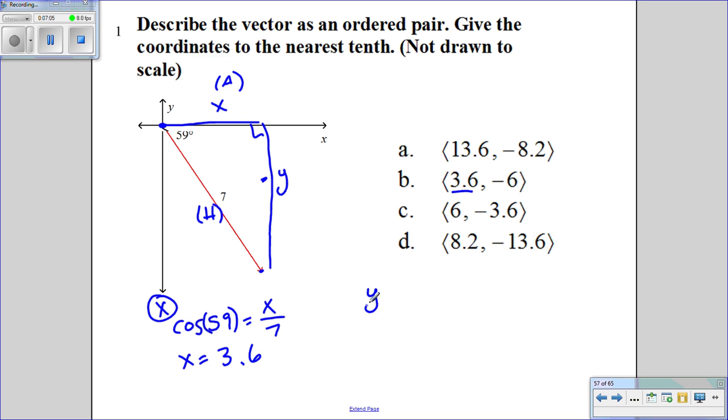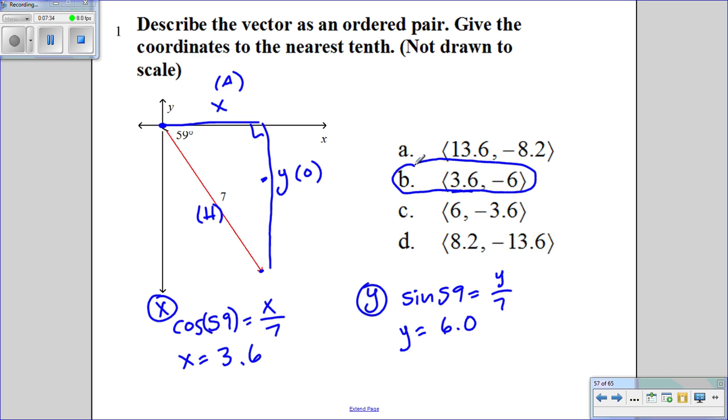Well, let's make sure we understand how to get the y coordinate. Y is opposite of the angle, the opposite leg. So that's going to be using sine because I'm going to use the opposite and the hypotenuse. So sine 59 equals y over 7. Again, I'm just going to simply multiply those together. Sine 59 times 7, round to the nearest tenth, gives me 6.0 or just 6. And you can see that is clearly our only choice here, letter B.